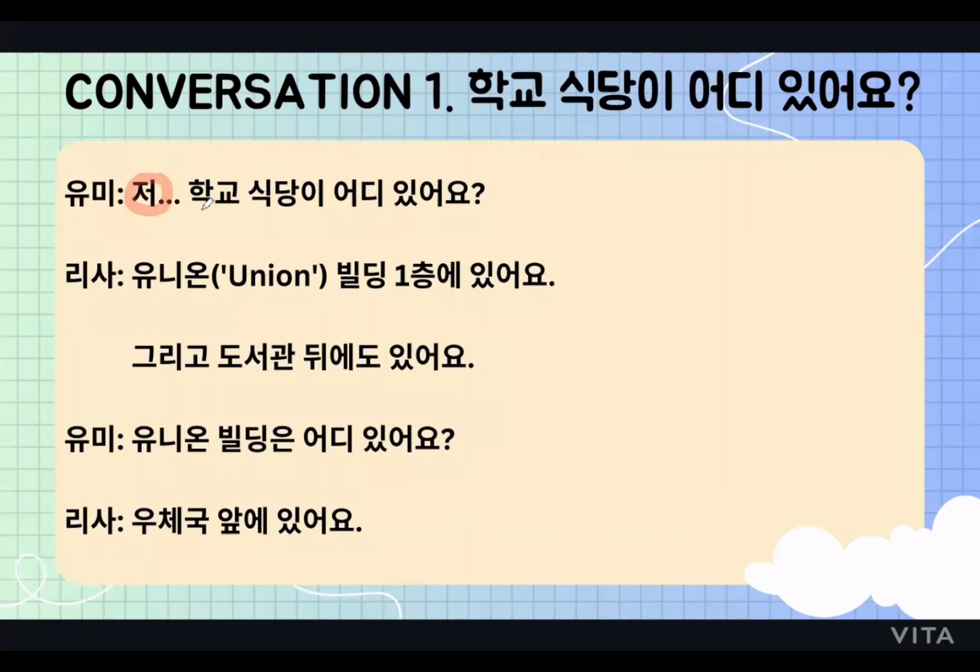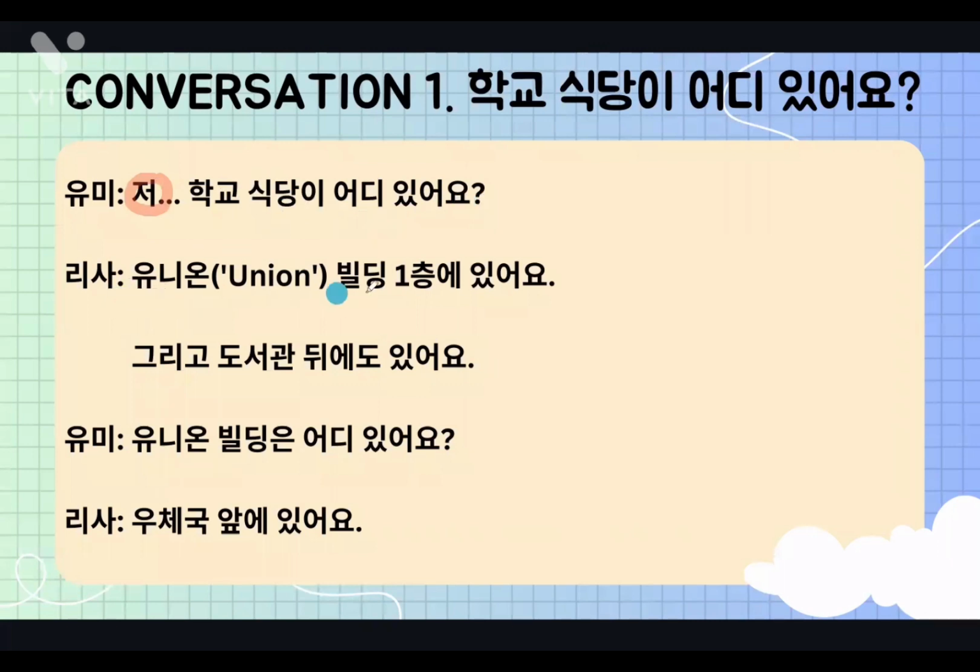So when you meet someone, like a stranger on the street, you can also ask that with 저. 저 학교 식당이 어디 있어요? 학교 식당 again. 식당 is what? Just like 식당 is restaurant, but this is a 학교 식당, so it means the school cafeteria. Where is the school cafeteria, right?